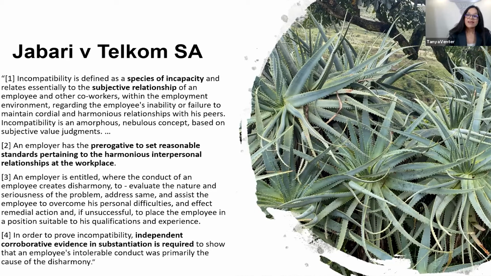And finally, the other crucial point is that when an employer believes that there is incompatibility, you can't go with a gut feel. You have to show that there's independent corroborative evidence to substantiate the incompatibility of the relationship, which again, there is subjectivity around as well. So very interesting, very nice judgment.